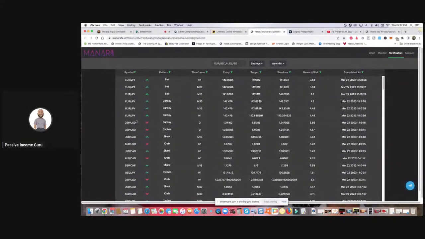of setups, guys. Now, the key to this thing is, when you get an alert, right? When you get an alert, you're gonna open up the pair, right? Let's go to GBP USD. It gave me actually two patterns.